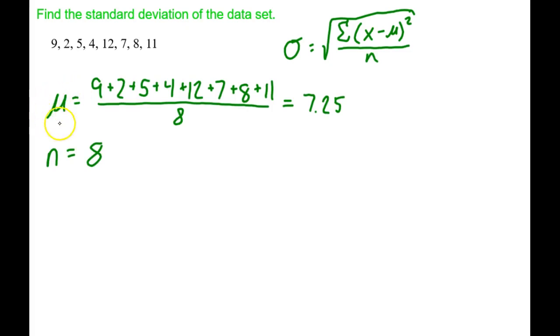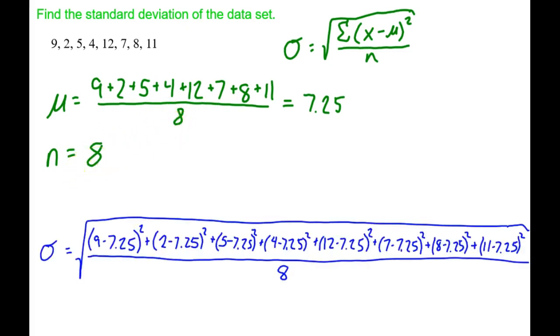The first thing to find is the value of mu, the average. So if we add up all of the points in our data set, divide by the number of points there are, that is equal to 7.25. And also we needed to find the value of n, the number of terms, which we already had to find if we found the average. So the number of terms, our data points, was 8.